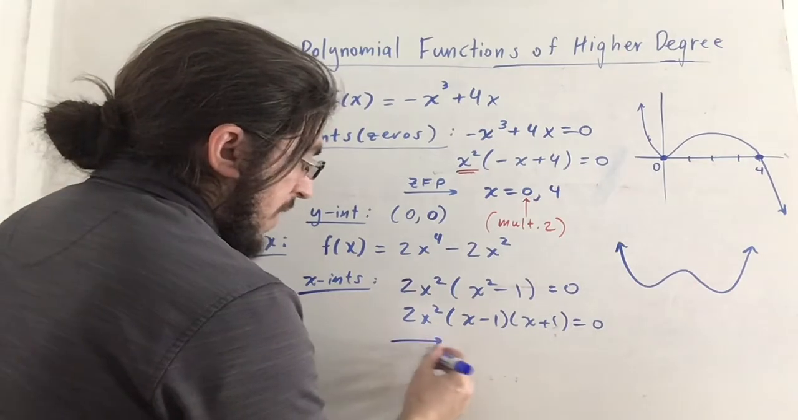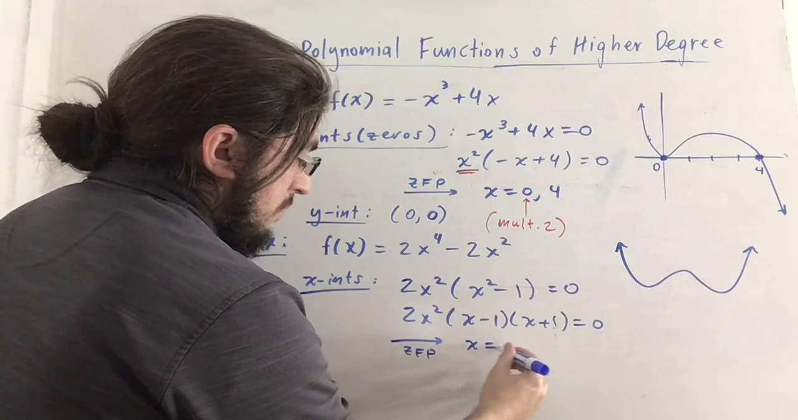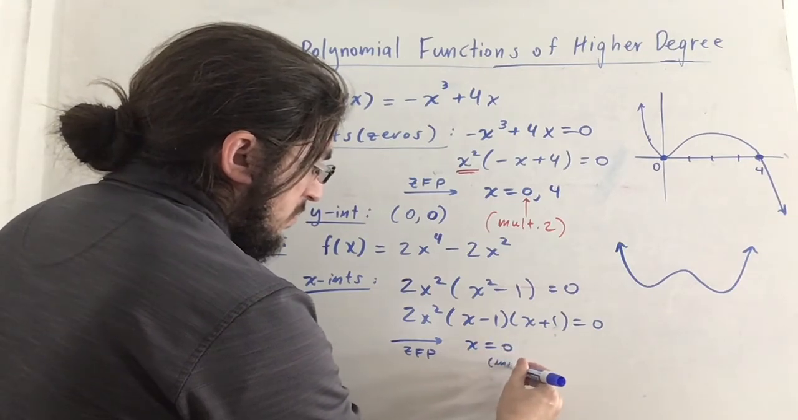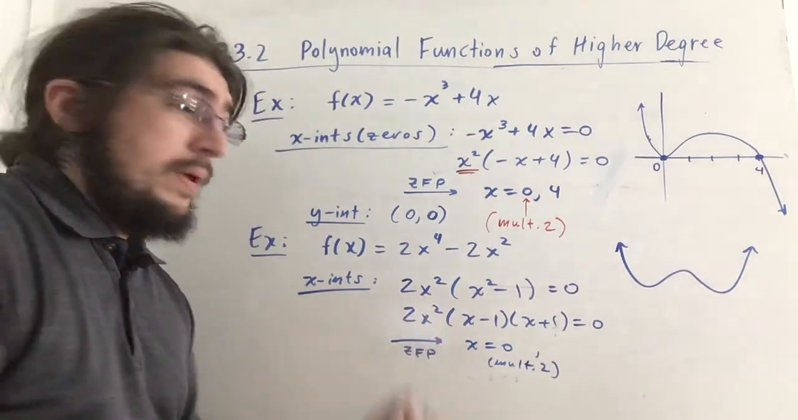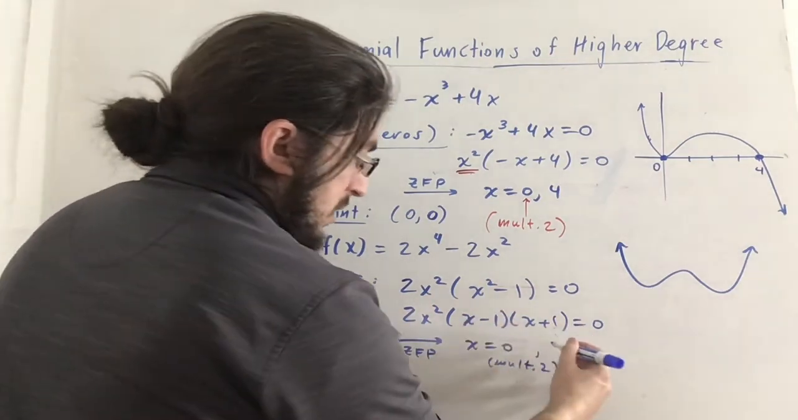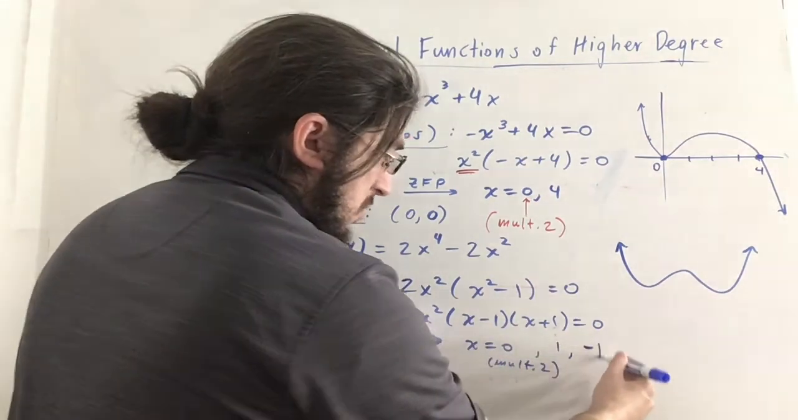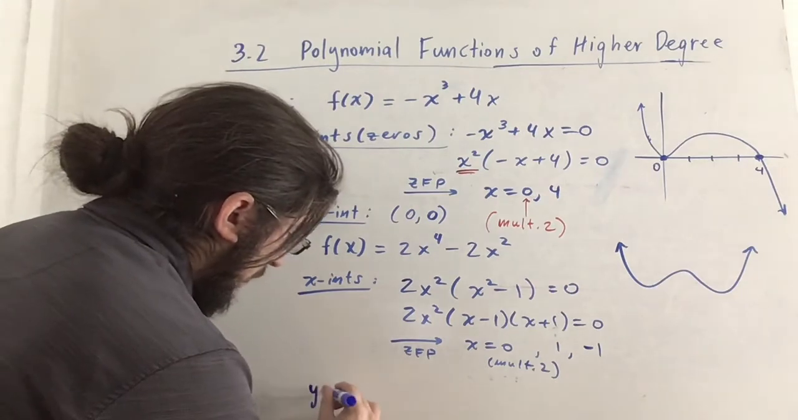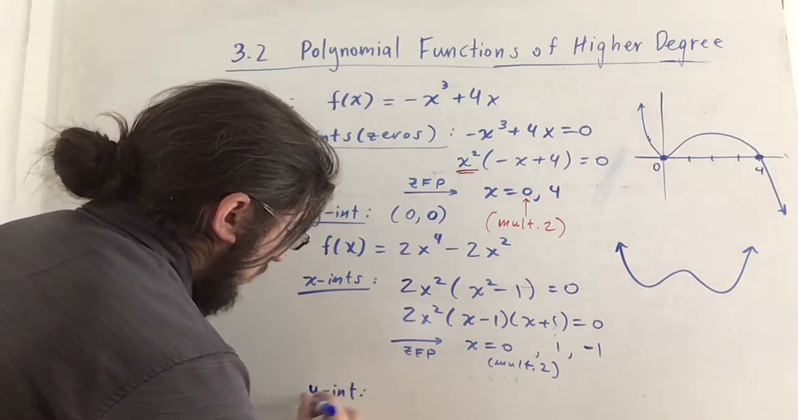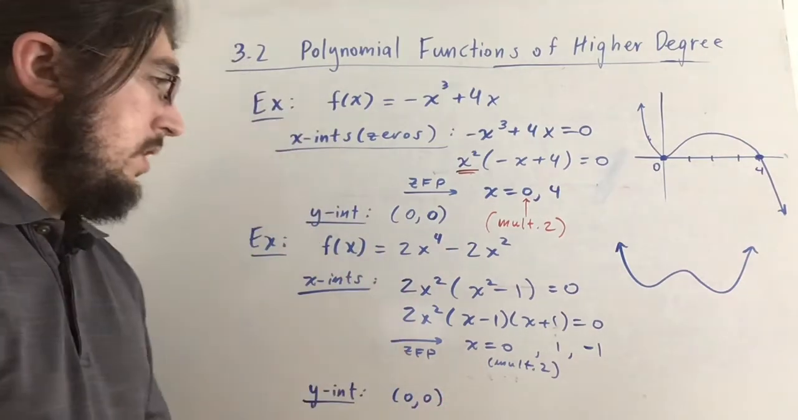And using the zero factor property, what do we get? We get either x is 0, and that's multiplicity 2. Again, because it comes from x squared being 0. If x minus 1 is 0, then you have x is equal to positive 1. If x plus 1 is equal to 0, you have x is equal to negative 1. Okay? And just like we had above, the y-intercept is also 0, 0, because when you plug x equals 0 in, you get 0 as a result.